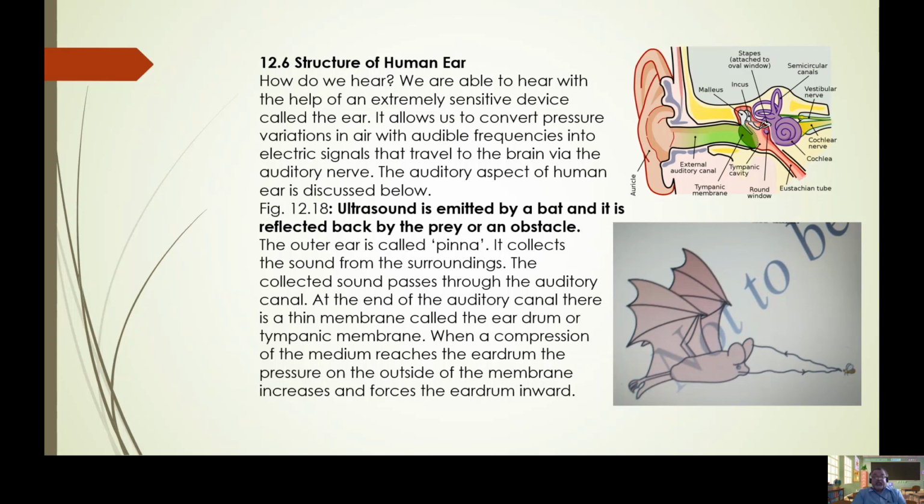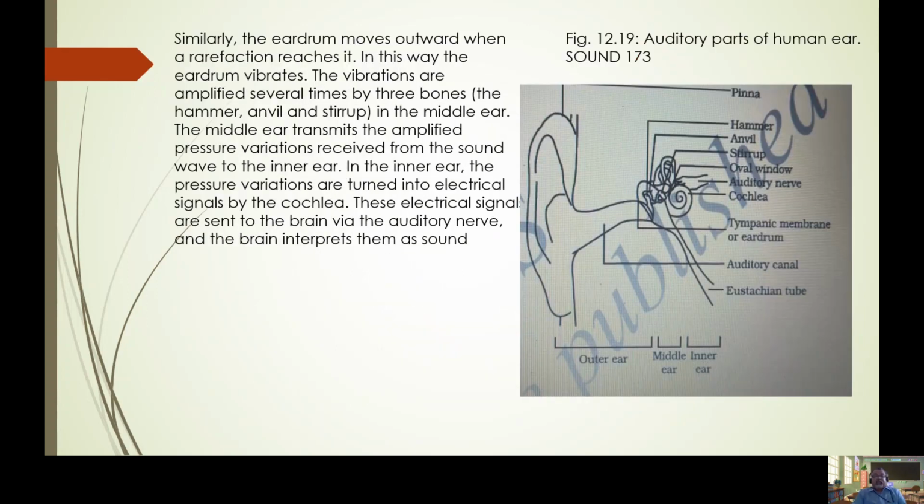The outer ear is called pinna. It collects the sound from the surroundings, and the collected sound passes through the auditory canal. At the end of the auditory canal, there is a thin membrane called the eardrum or tympanic membrane. When the compression of the medium reaches the eardrum and presses on it, it forces the eardrum inward. Similarly, the eardrum moves outward when rarefactions are caused. So it's the typical thing which we have been talking about.